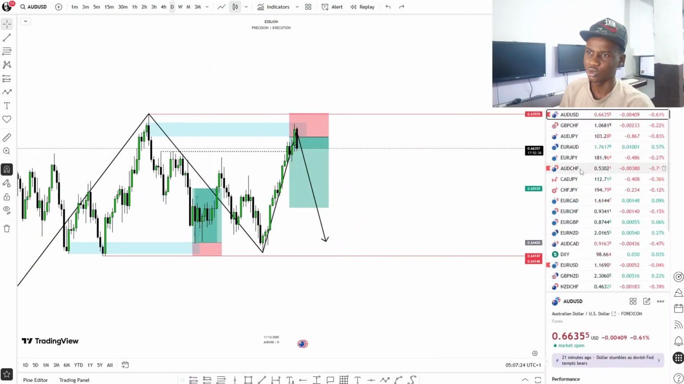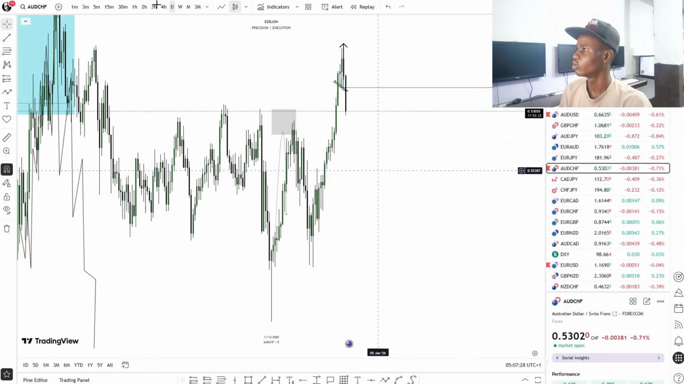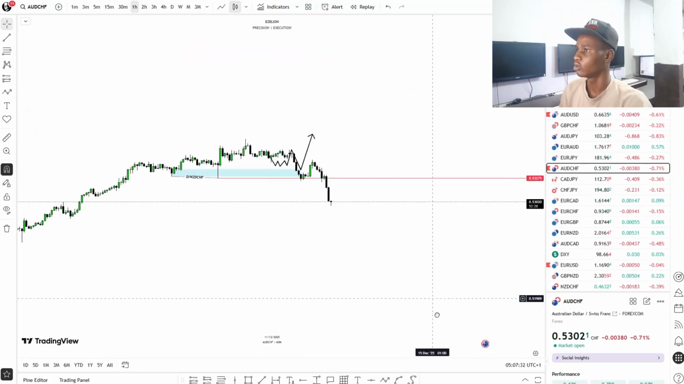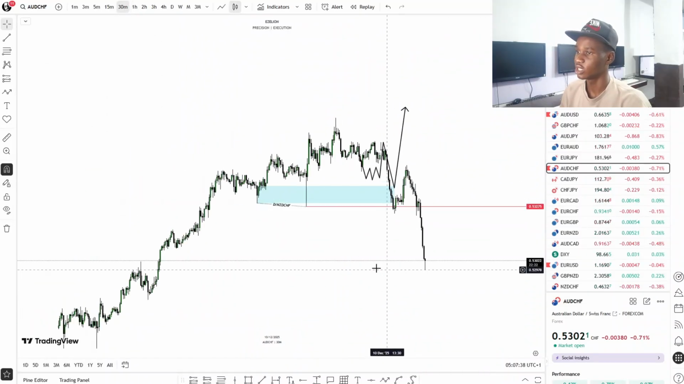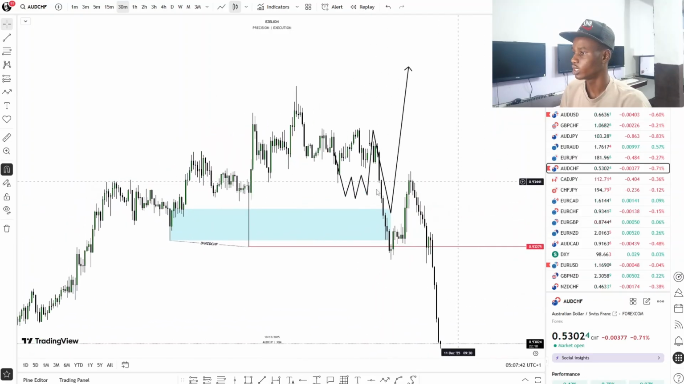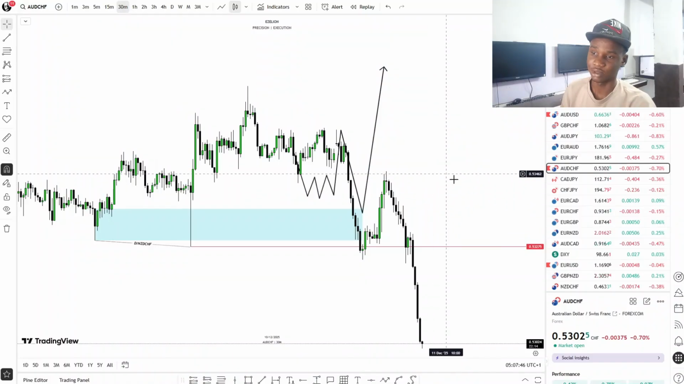Now next is Euro CHF. What do we have here? This was the one that we were looking to take, right? But we said we needed some form of liquidity on the 30 minutes time frame and we didn't get it. So we didn't take the trade. Sorry for the noise if you guys are hearing it.